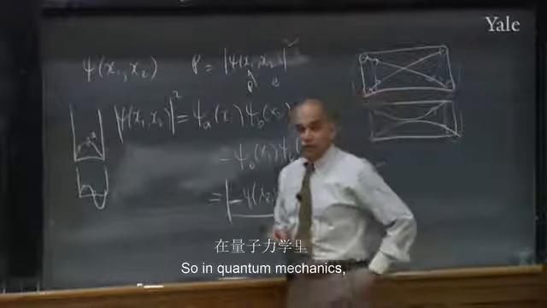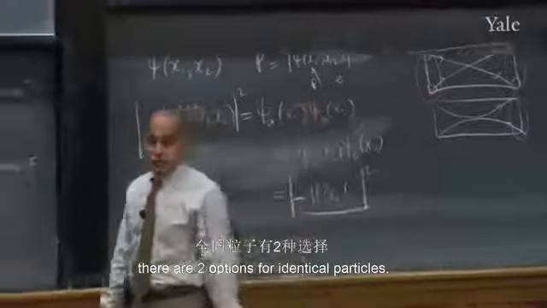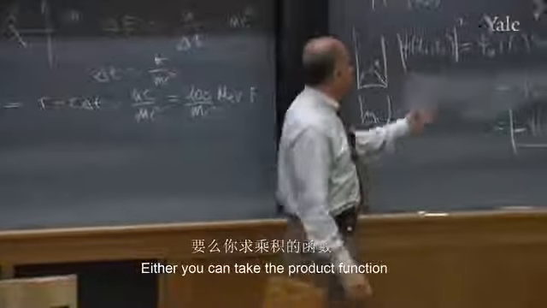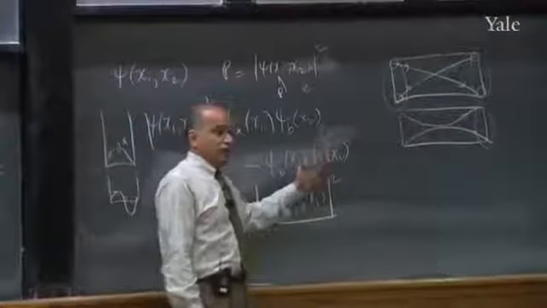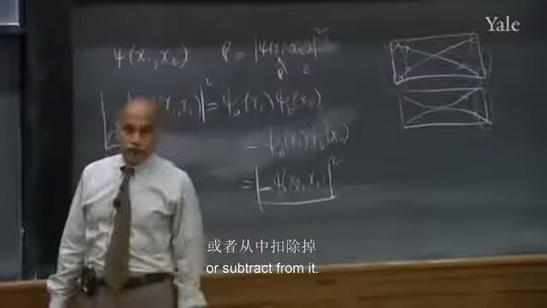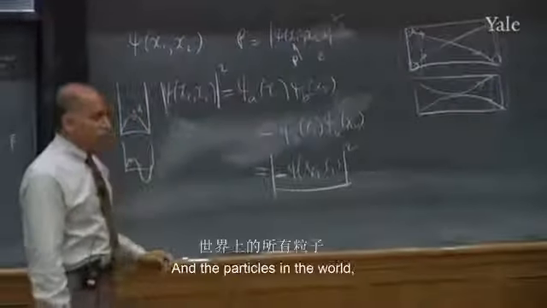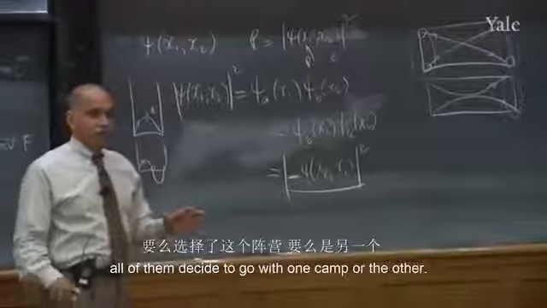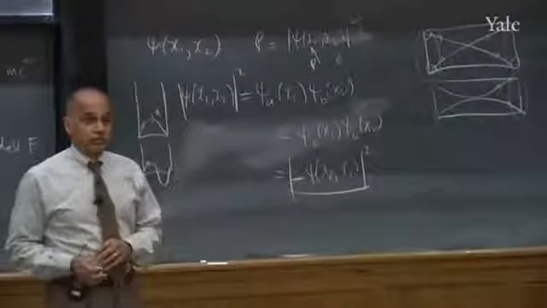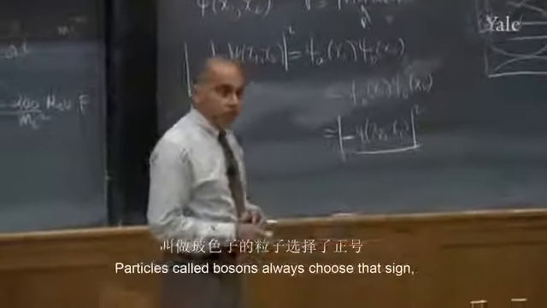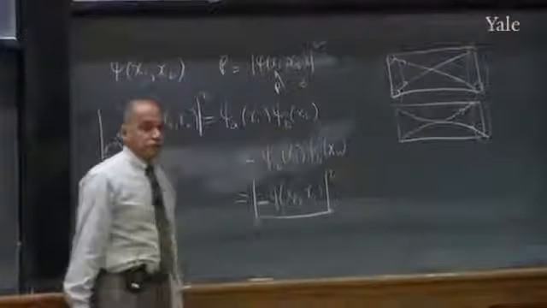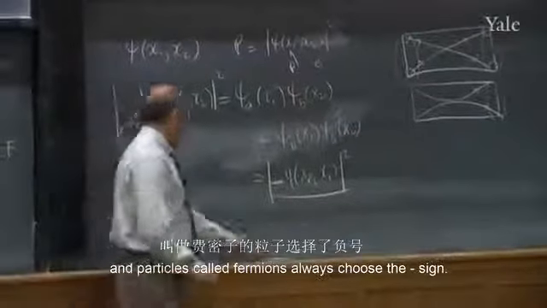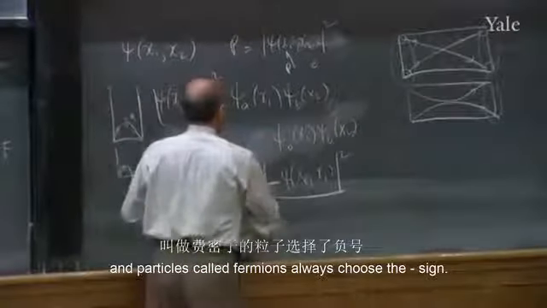So in quantum mechanics, there are two options for identical particles. Either you can take the product function and add to it the product with the reversed coordinates, or subtract from it. And the particles in the world, all of them decide to go with one camp or the other. Particles called bosons always choose that sign. And particles called fermions always choose the minus sign.